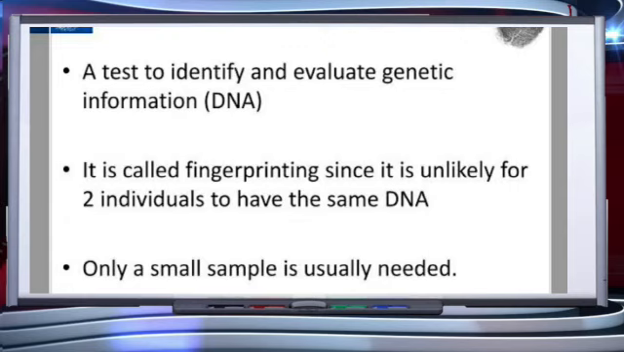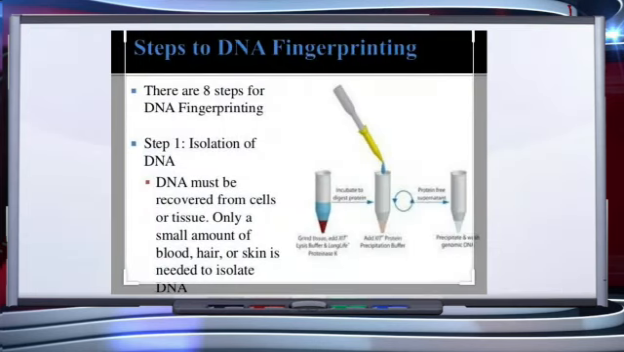Since DNA from every tissue such as blood, hair follicle, skin, bone, saliva, sperm, etc. from an individual shows the same degree of polymorphism, they become a very useful identification tool in forensic applications. There are 8 steps for DNA fingerprinting.